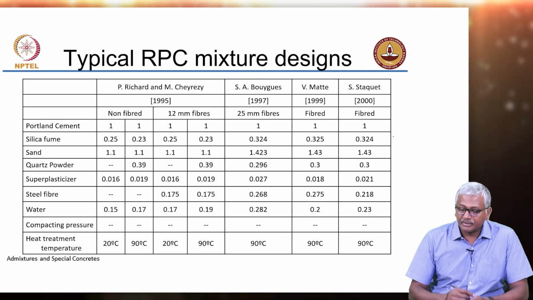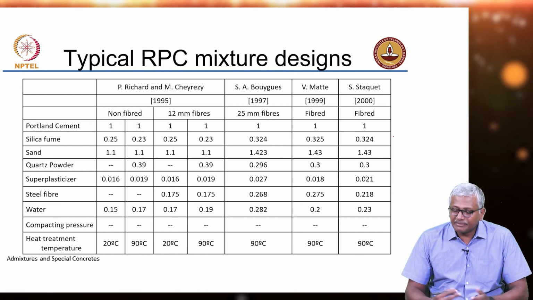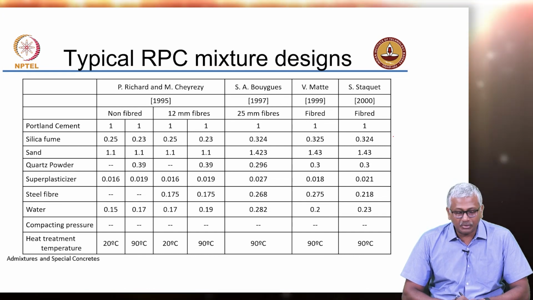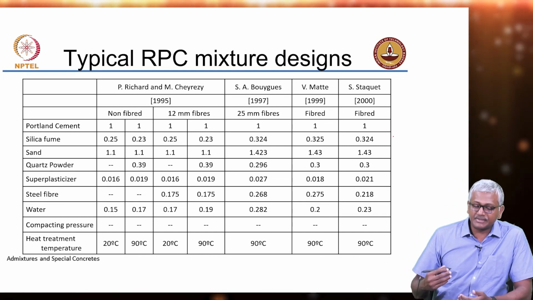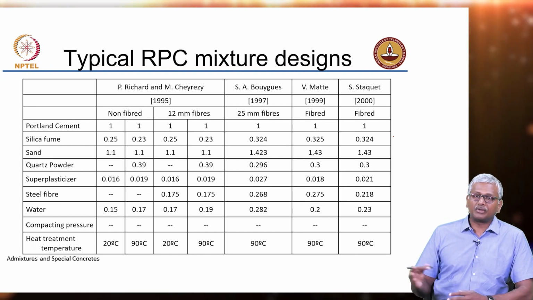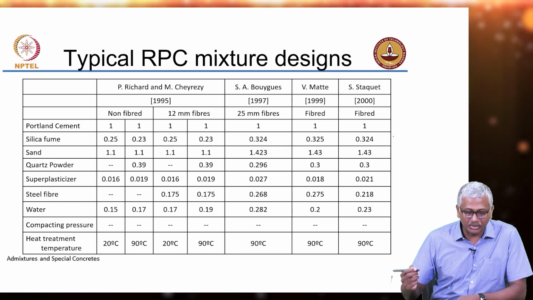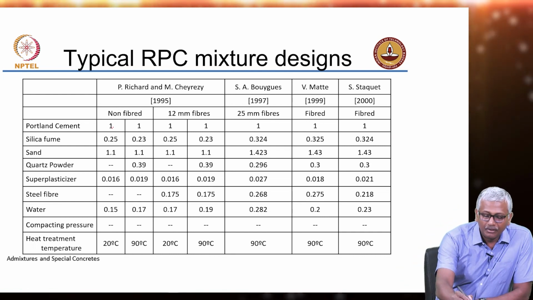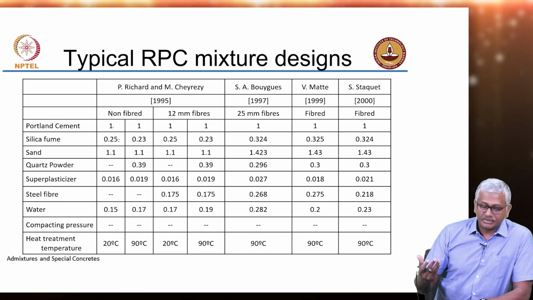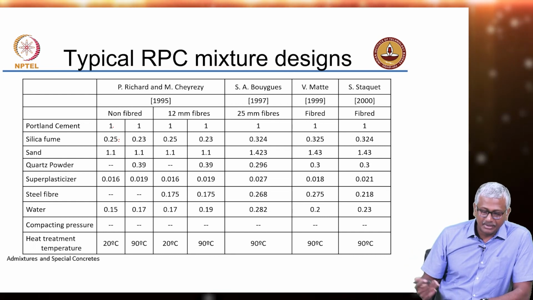Of course, I am sorry that this is not up to date, this is up to 2000, but nevertheless, more or less you still have similar designs adopted even today. As you can see here, the designs are presented in terms of fractions, one being cement and all the other quantities are presented in terms of how much they are in terms of cement weight. So, for instance, if here 1 part of cement, 0.25 parts, that means silica fume is to cement is 0.25 is to 1, that is how you need to look at this design.